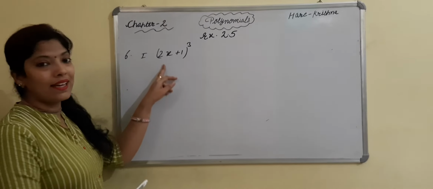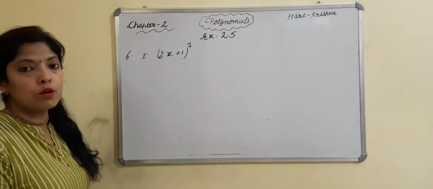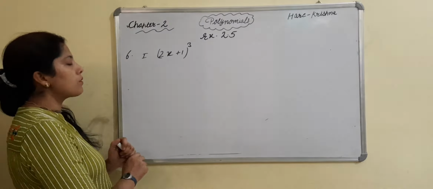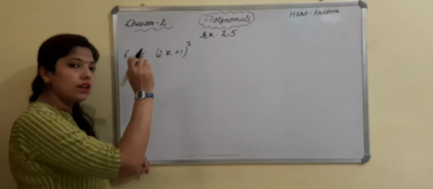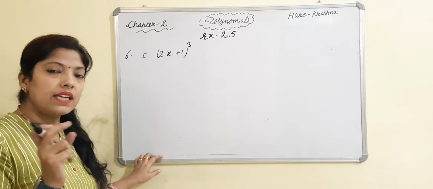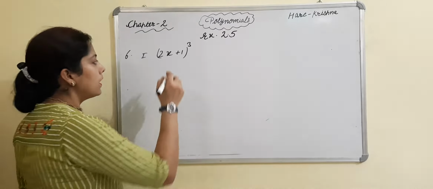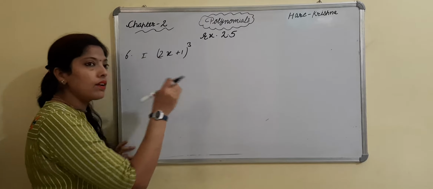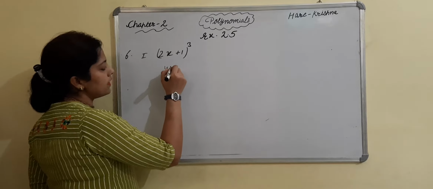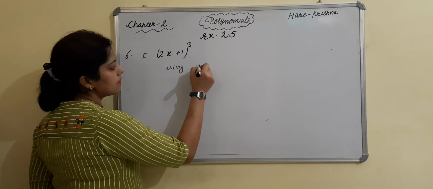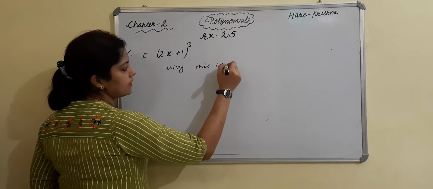Now we have to expand this. We are doing 6th sum of exercise 2.5. We have to expand (2x + 1) cube. And I think in our identity portion, there is the identity of (a + b) cube. Then you have to write, we have to expand using identity. And cubic है using this identity. कौन सी identity?